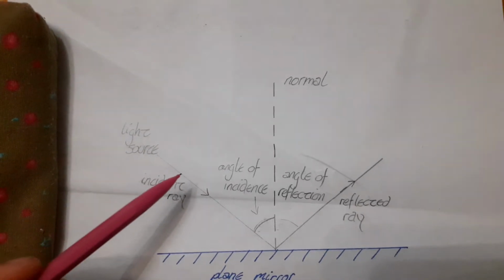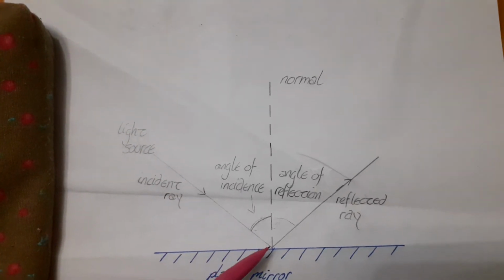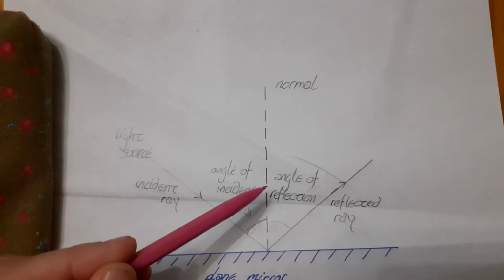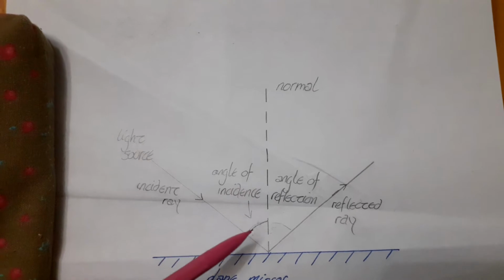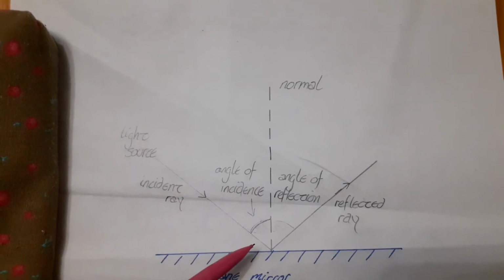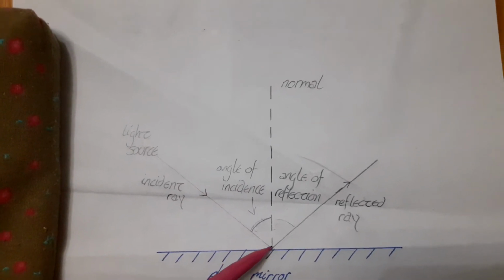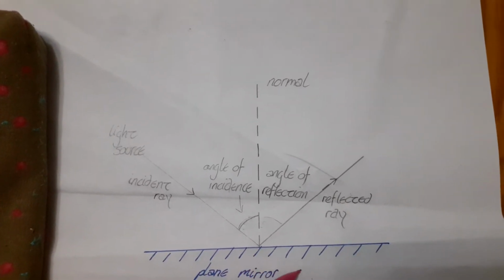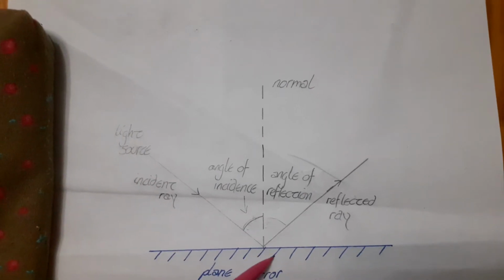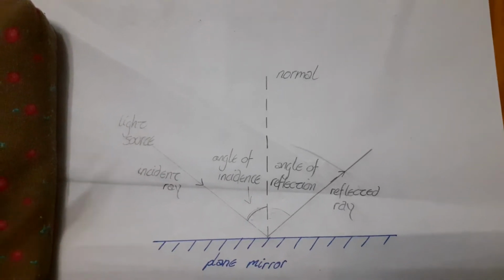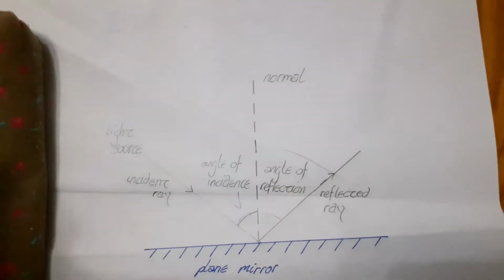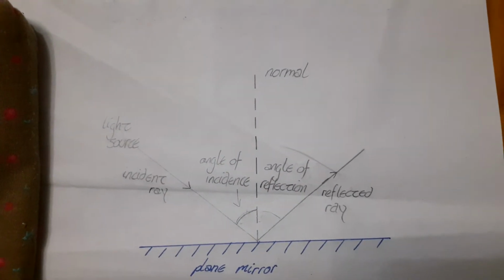So our incident ray goes into the mirror, and our angle of incidence is between the normal, our imaginary line, and our incident ray. Okay, and what happens is it looks like our ray keeps on going into the mirror. That's what it looks like, but it doesn't. That's a virtual image. It's not real. What happens is it's reflected, so it comes back up. And bizarrely enough, we call it the reflected ray.